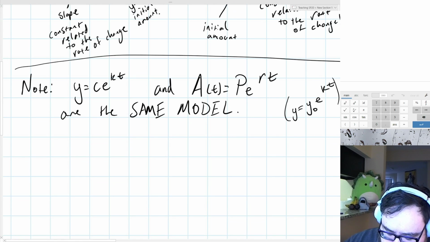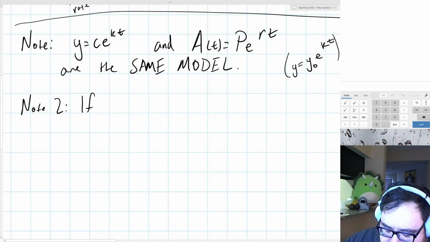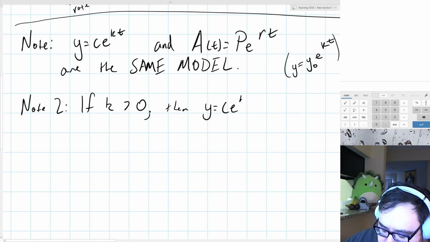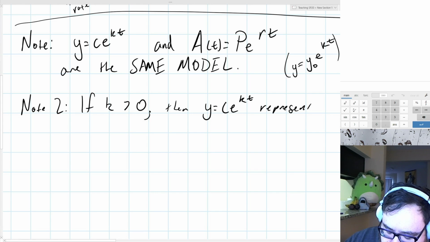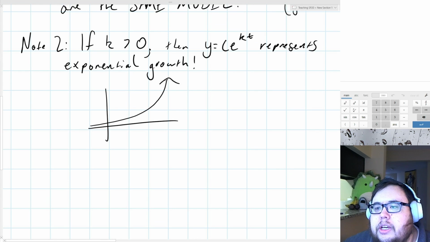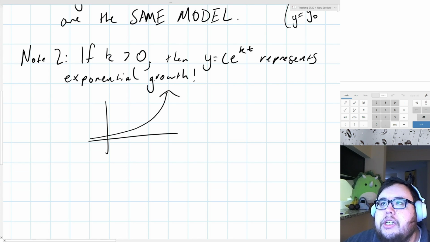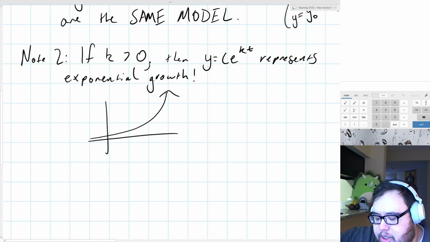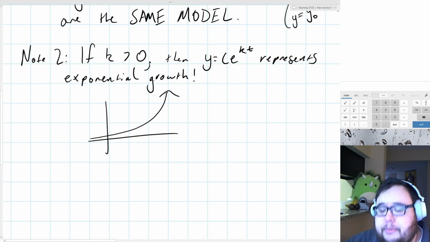A second note, if k is greater than 0, then y equals c e to the kt represents exponential growth. So we get one of these functions looking just like an exponential function. Okay, it starts at a certain point and then it's going to go up, and eventually it's going to grow quickly without bound.